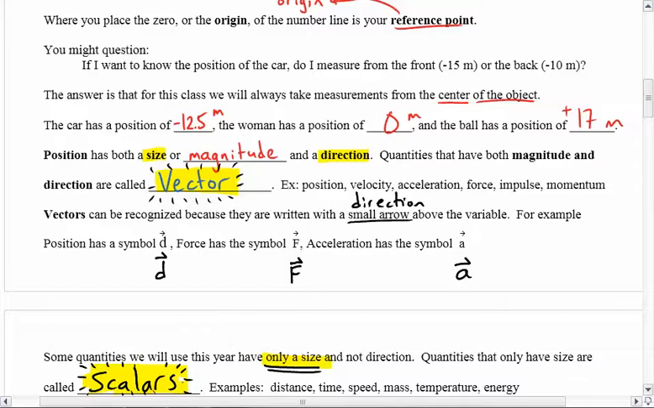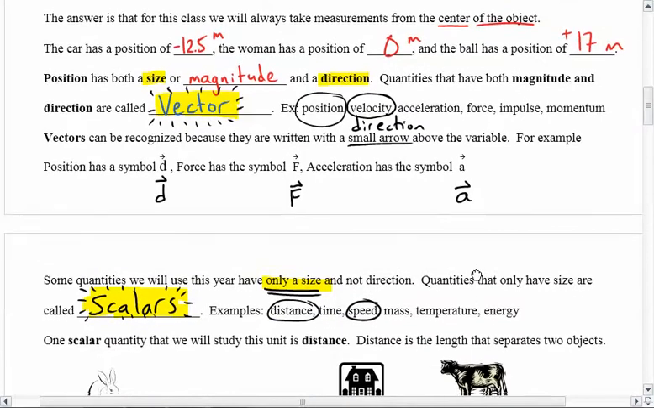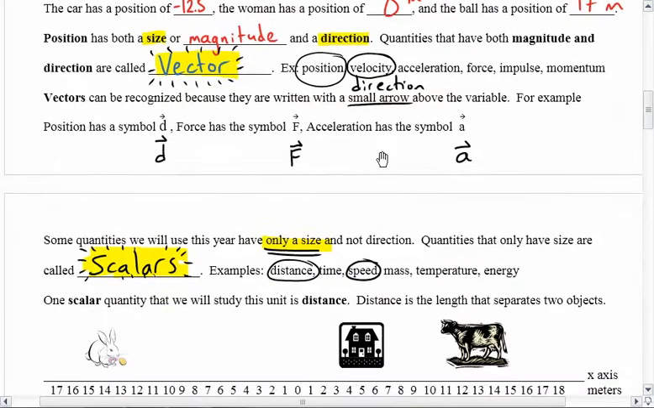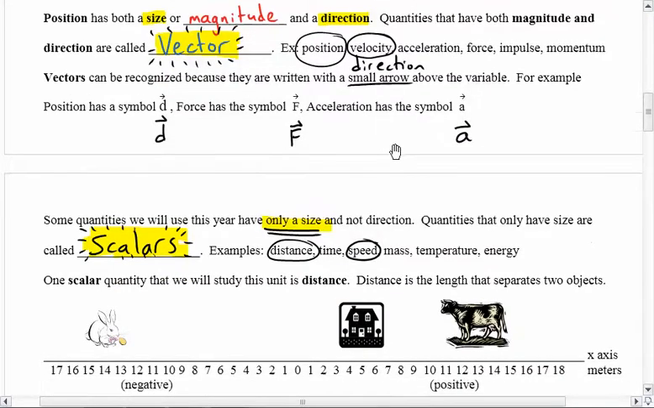Distance is an interesting one because there's distance and there's position. Those are similar things. One has direction, one doesn't. Same thing with speed: there's speed and then there's velocity. These are two similar quantities, but one has direction and one doesn't. Temperature doesn't have any direction. We don't care what direction we are in at 21 degrees Celsius, even though you do have negative numbers. And energy is another scalar quantity.